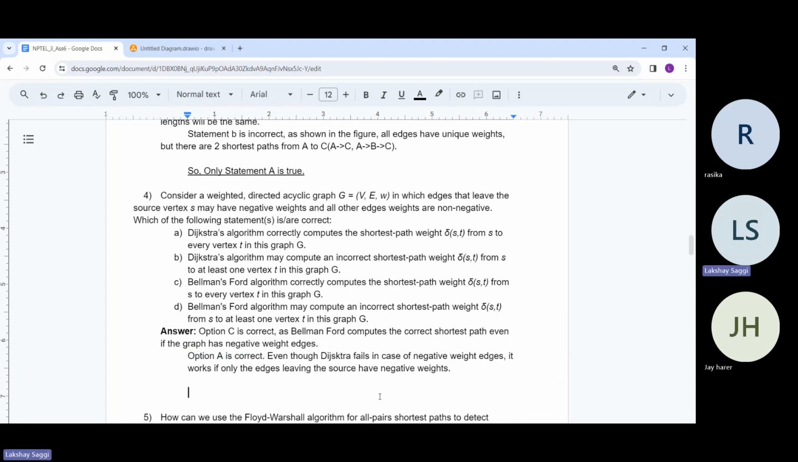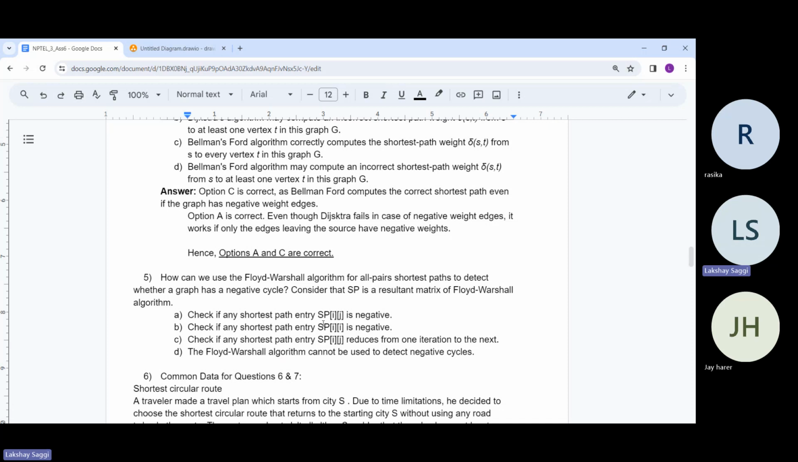That's why this was a bit of an interesting question for me, because this is something which is not quite trivial. And options A and C are correct. So you can use Bellman-Ford as well as Dijkstra here. And since Dijkstra is faster, you will prefer to use Dijkstra instead of Bellman-Ford.